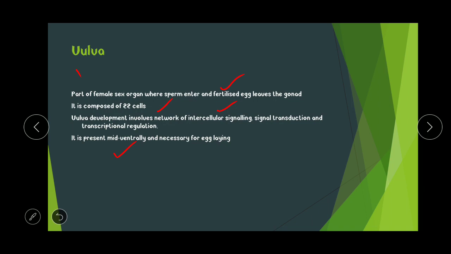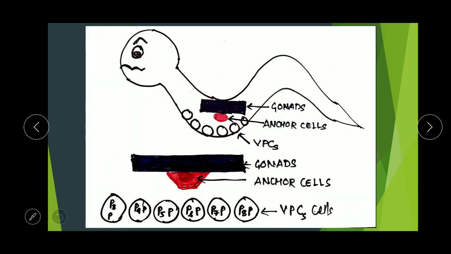So it is present mid-ventrally, that is, at the median position on the ventral side of the body, and this is necessary for egg laying. Here you can see the worms, C. elegans. Here you can see the gonads marked in black. Then you can see the anchor cell, red in color, and there are 6 VPCs, the vulval precursor cells. So what are VPCs? They are the initiators of the vulval development.